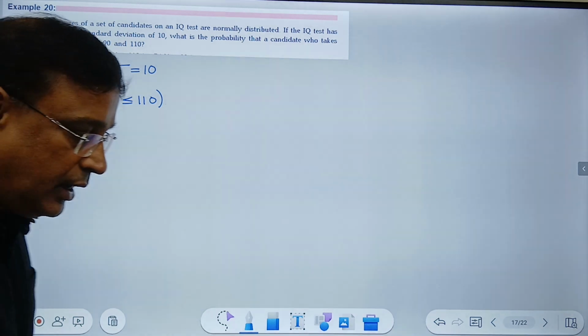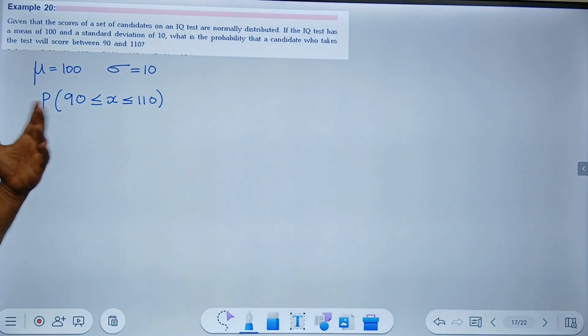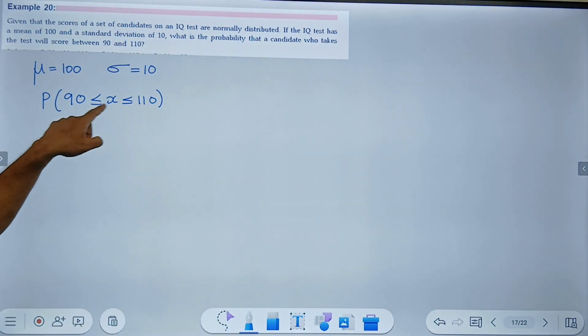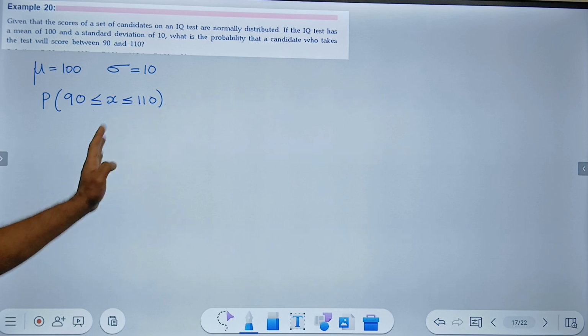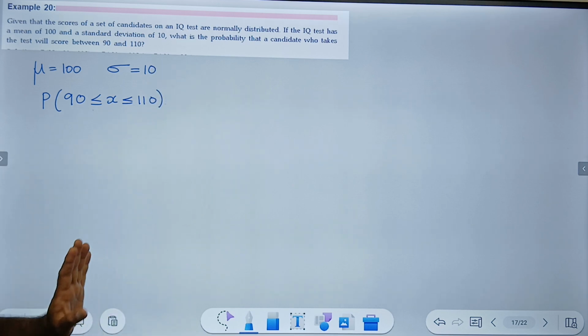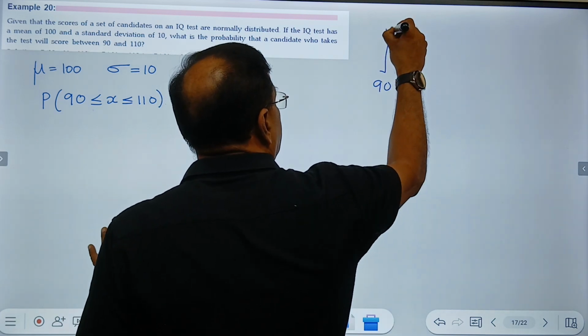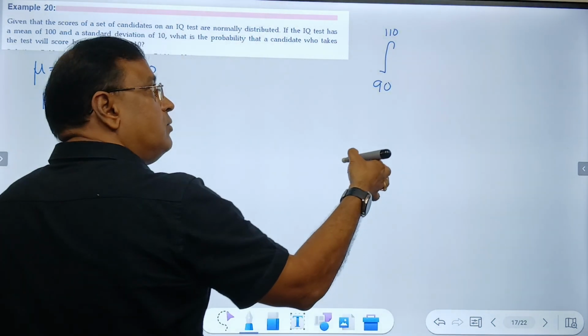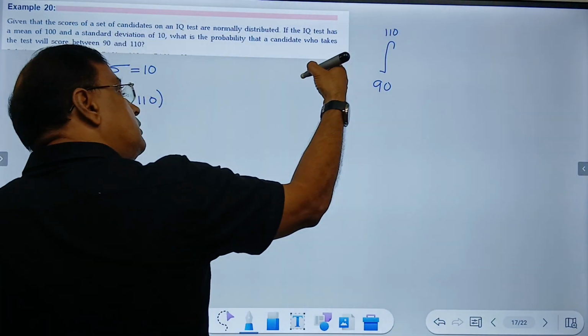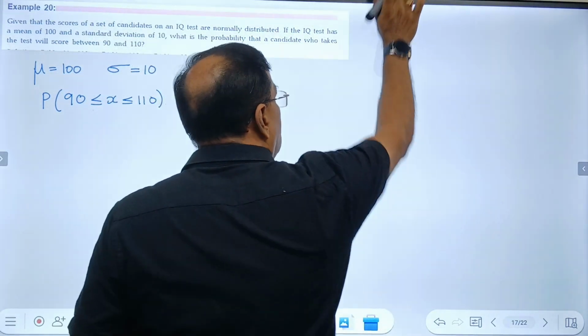Between 90 and 110. Now please understand here, whether you put equal to or not equal to, it's not going to make any difference because it is integration. So when I say integral 90 to 110, you can include 90, not include 90. You can include 110, not include 110. So don't worry about it.